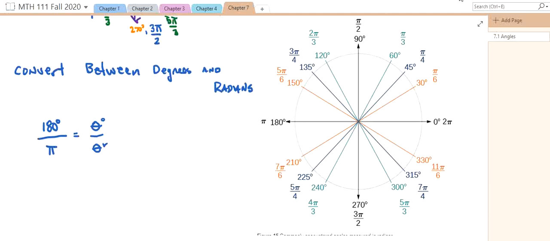Since typically what we're looking for is some angle, let's use some algebra and rewrite this. Let's take this as theta in radians divided by pi equals theta in degrees divided by 180. So if you know what your angle is in degrees, you stick it in here, divide by 180, multiply by pi, that's how many radians you get.